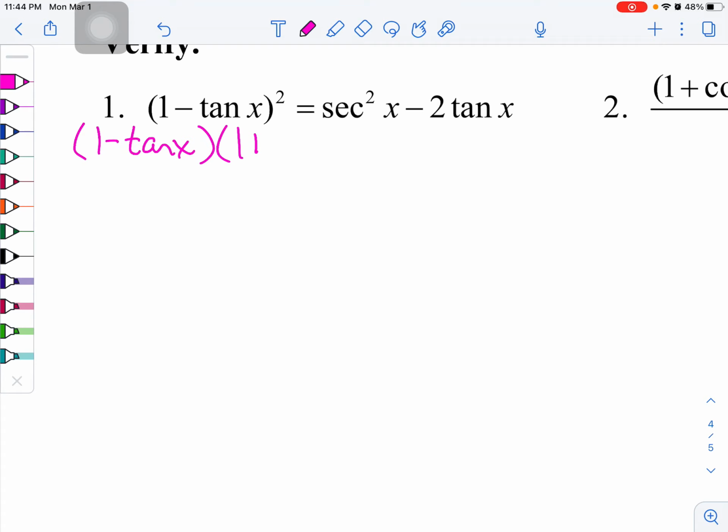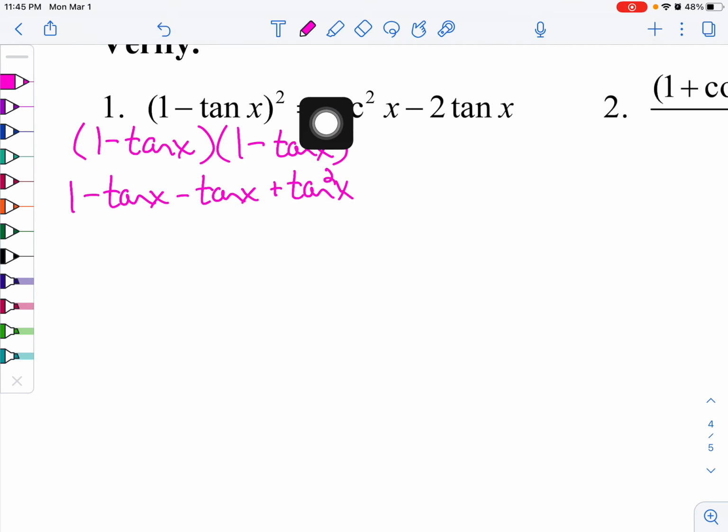I am going to take the left side, turn it into the right side, and I am going to actually multiply out 1 plus tangent of x times 1 minus tangent of x. Let's see, FOIL or distribute, however you learn to multiply. So 1 minus tangent of x plus tangent of x minus tangent squared x.